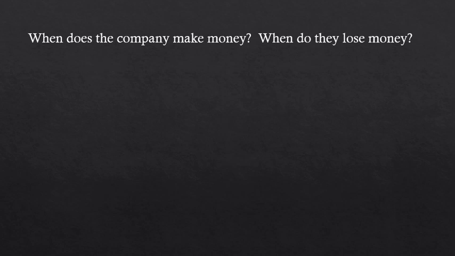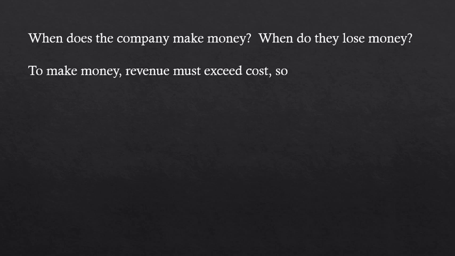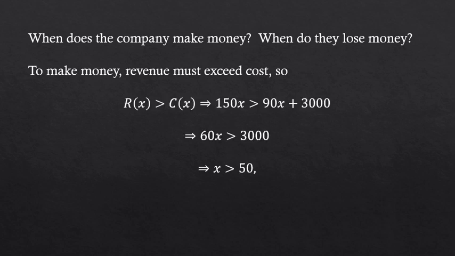Some follow-up questions here. When does the company make money? When do they lose money? Well, let's answer the first one here. When does this company make money? Obviously, to make money, your revenues have to be greater than your costs. So now we are solving a linear inequality like we saw at the end of chapter 1. I'm setting R of X to be greater than C of X.